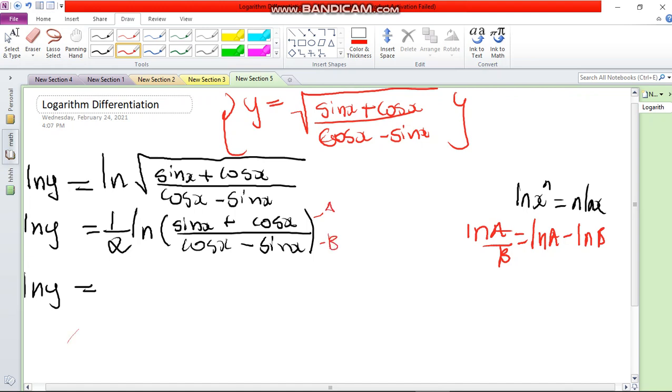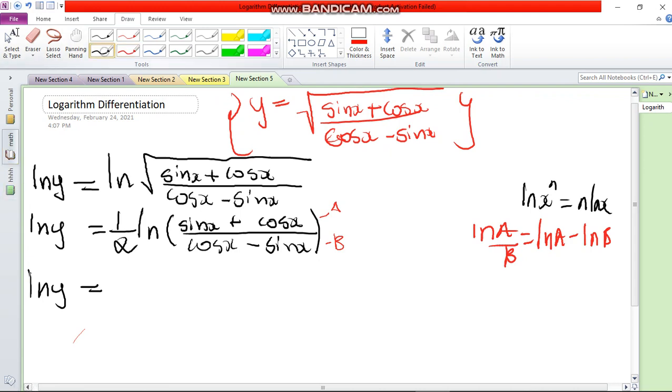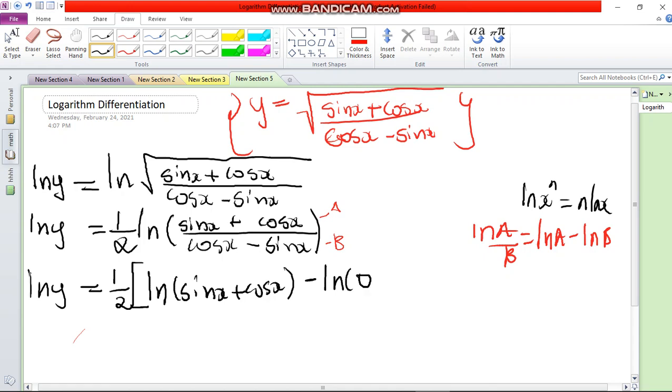Let's go. I'll have my 1 over 2, then I'm going to open square brackets because this 1 over 2 should multiply everything inside this bracket. So this will be my ln a. What is my a? Is sine x plus cos x minus, this is the minus, ln b. What is my b? Is cos x minus sine x, close bracket.